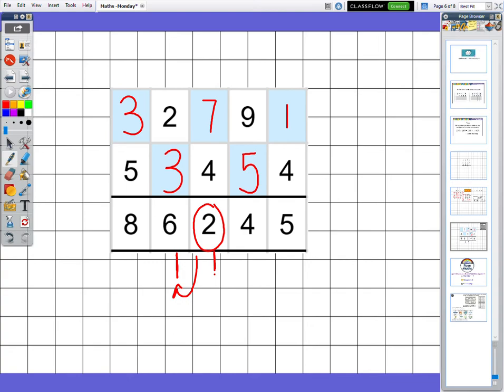Okay, and then I've got 2, add 3 to give me 5. Add the 1 down here to give 6, and then it's nice and simply 3 add 5 to give 8.